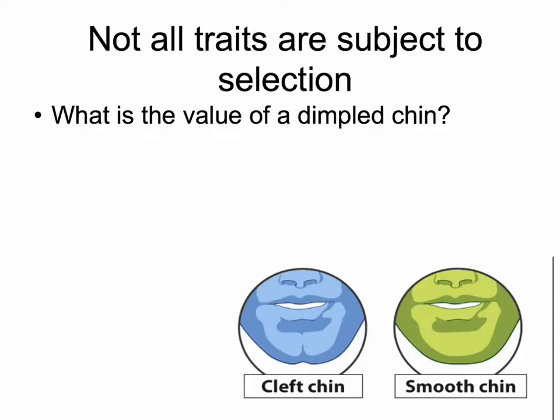Remember, not all traits are subject to selection. If there is no value towards reproduction for a particular trait, like in cleft chin versus smooth chin, those traits will not be acted upon by natural selection. Instead, if we see changes in allele frequencies, it will be due to things like genetic drift or gene flow.